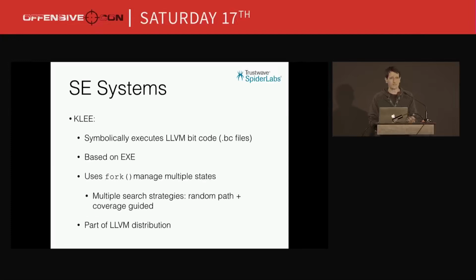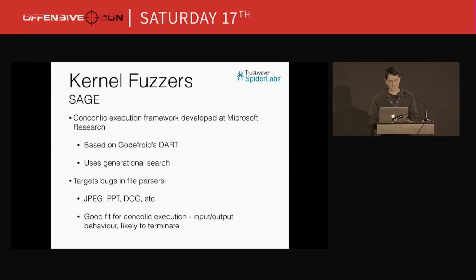So things like KLEE, that you're probably all familiar with, it's based on EXE, and it symbolically executes this LLVM bitcode, or BC files, and it uses fork to manage multiple paths. So it uses execution generation testing, but for path exploration it's got a few strategies. It combines random path exploration with coverage-guided fuzzing, and it is part of the LLVM distribution.